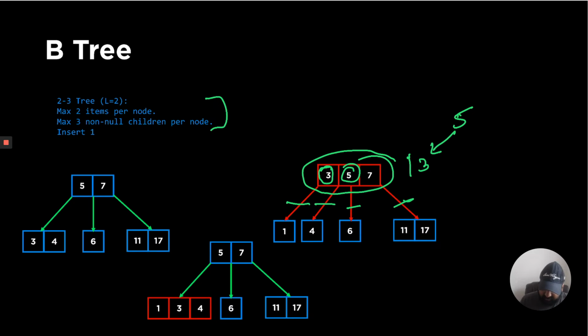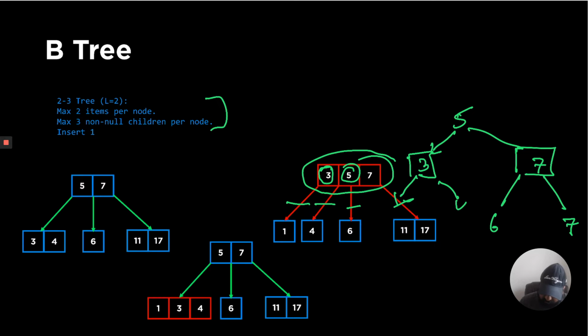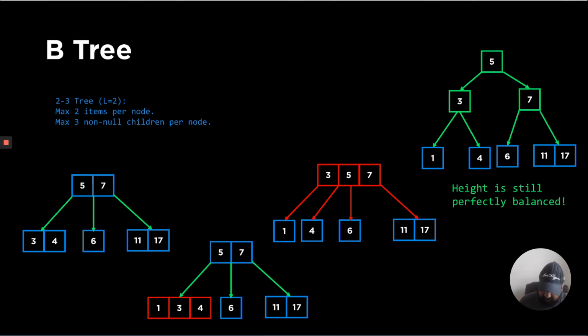It will split the node into 2, which is 5 and 7. And now 7 will have no left children. It will have one left child because 6 is between 5 and 7. So it will look something like this. And 3 will have 2 children, which are 1 and 4. So this is how it's going to look after the final insertion.